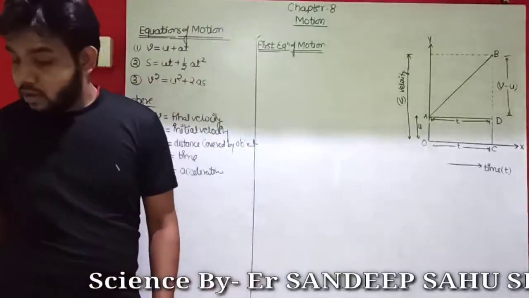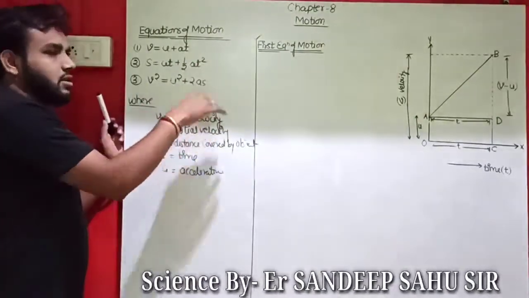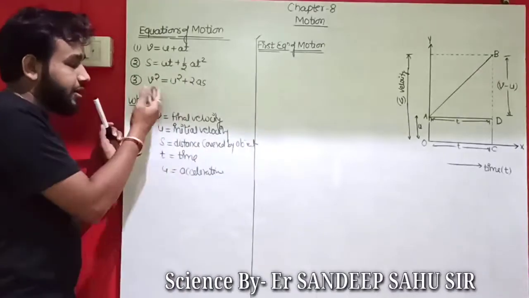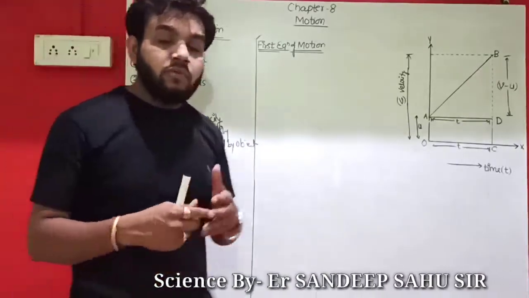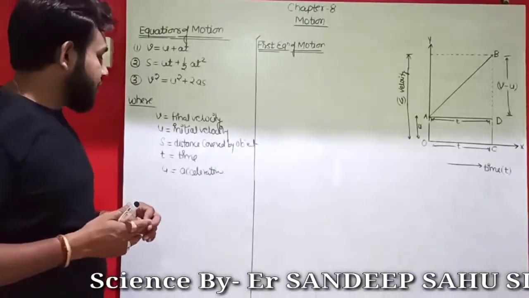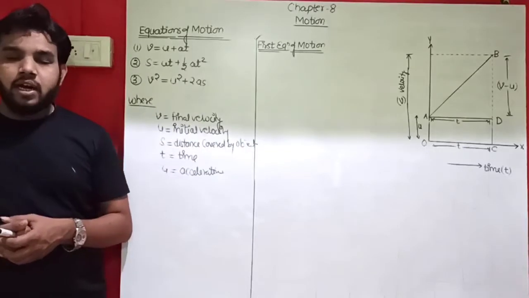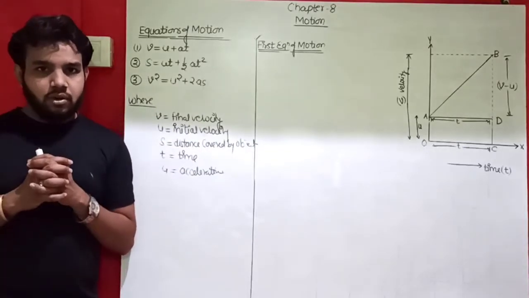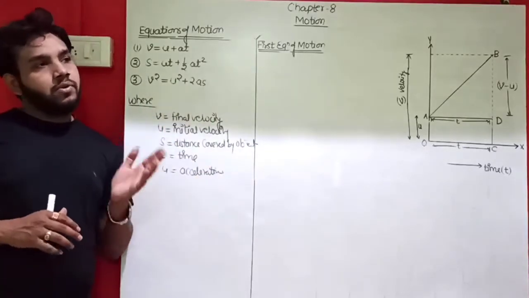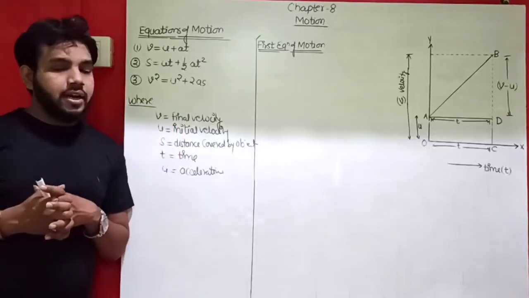First of all, students, these are the three equations we have discussed some time before. Okay, and v is for final velocity, u for initial velocity, s for distance covered by the object, t for time, and a for acceleration. So these are the key terms for the first, second and third equations of motion.